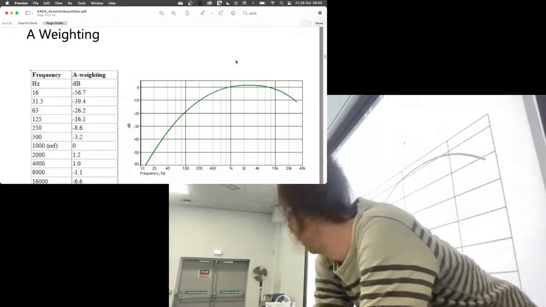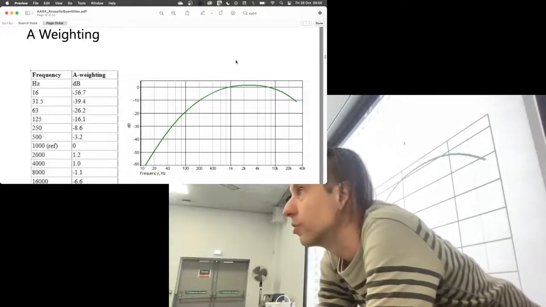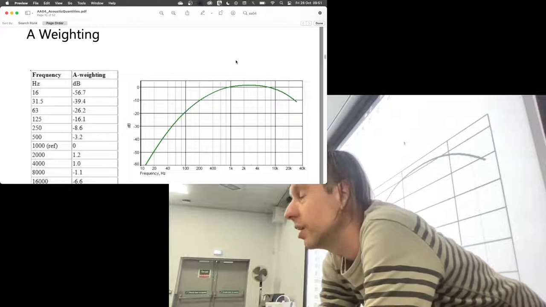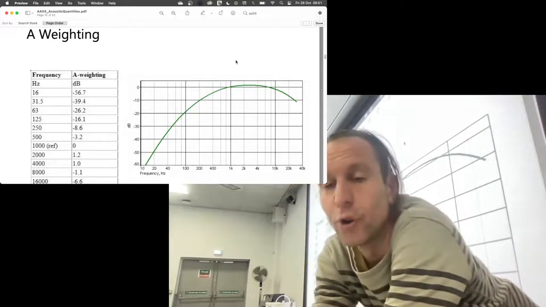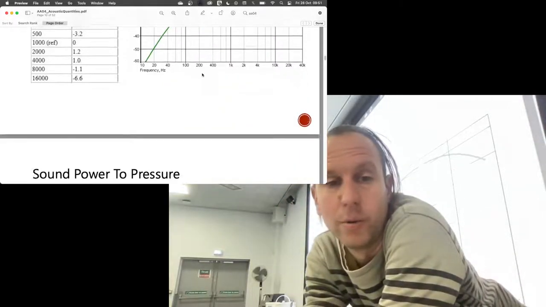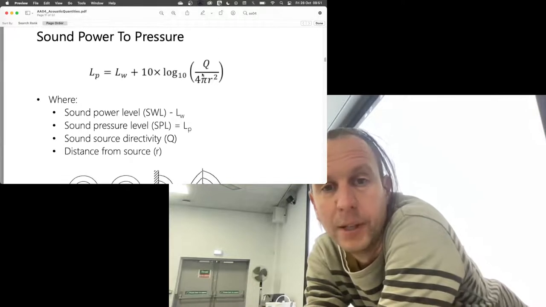As I said, it is not strictly psychoacoustical, because for psychoacoustics you would have more detail. It would be a measured curve. I'm going to talk about this next week in more detail when we deal with psychoacoustics.